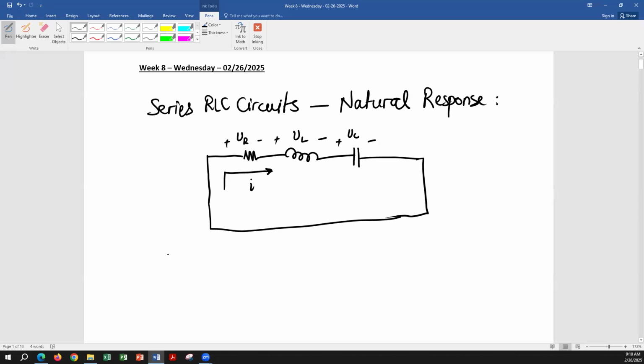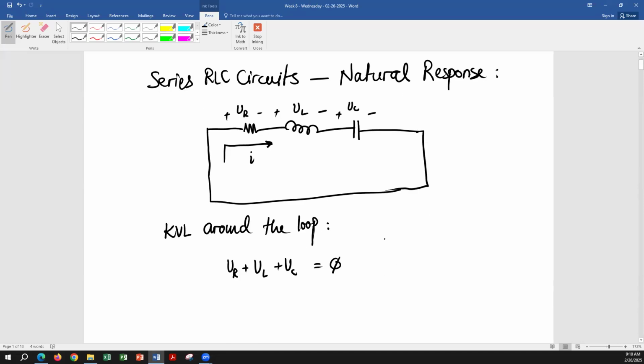So when we are writing the KVL equation, what will be the KVL equation around the loop? It's going to tell me that the sum of the voltages is 0. So the KVL equation is going to be VR plus VL plus VC is equal to 0.